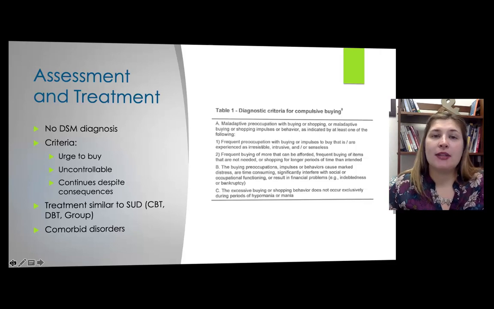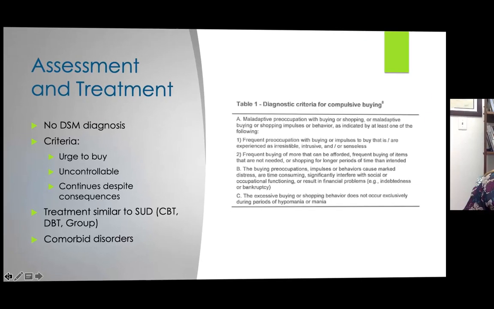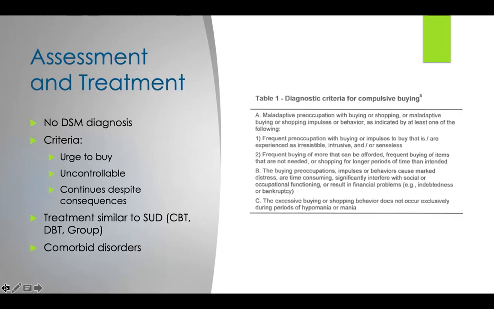You can see in this table 1 the diagnostic criteria for compulsive buying. There is a maladaptive preoccupation with buying or shopping. It is indicated by at least one of the following: frequent preoccupation with buying or impulses to buy that is experienced as irresistible, intrusive, or senseless; frequent buying of more than can be afforded; frequently buying items that are not needed; or shopping for longer periods of time than intended. See how that can follow into an addiction, similar to the chemical addiction.